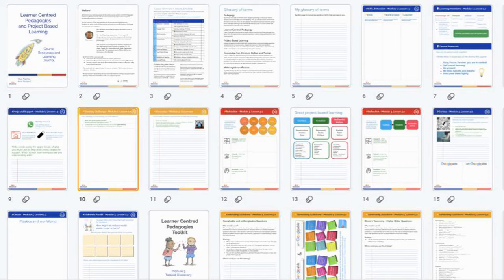One of the most successful aspects of the Learner-Centered Pedagogies and Project-Based Learning course over the last few years has been the resources. The main resource is your learning journal. This provides over 60 pages of tools, guides and ideas to support your understanding of learner-centered pedagogies and project-based learning. The learning journal is color-coded to match the modules and video lessons. You will see the same color in the video screencasts I share.